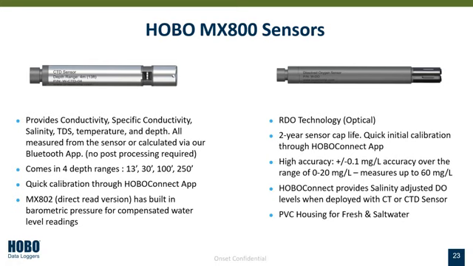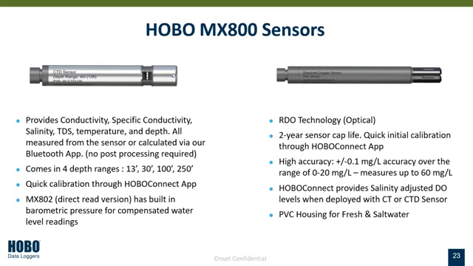The next sensor is the dissolved oxygen one. If anyone's familiar with our U26, for example, that was our standalone optical dissolved oxygen logger. There's definitely some upgrades with this new sensor. It's still the same RDO technology, which is a great maintenance free solution. It has a 2-year sensor cap life. So that's a big upgrade from the U26, which currently runs a 6-month cap life.